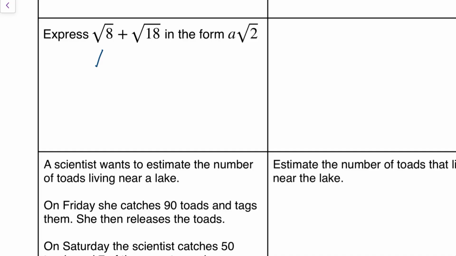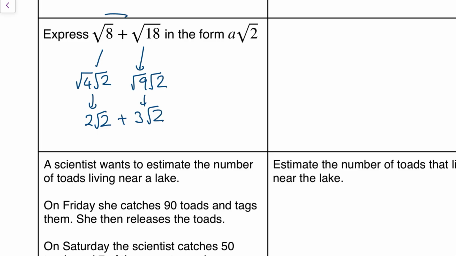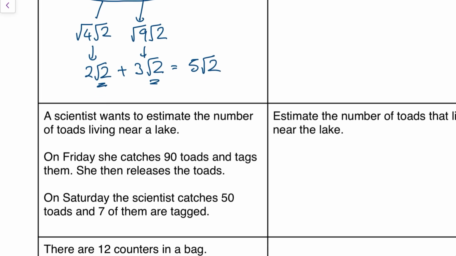Okay. I'm not going to go into how to do surds here a lot, but really quickly, this is the same as root 4 times root 2, which is the same as, therefore, 2 root 2, because the square root of 4 is 2. This is the same as root 9 times root 2, which is the same as 3 root 2. The whole point of adding surds is you can only add them if the surd is the same, and they are both root 2, so I can add them together, which is going to give me 5 root 2, and that was much easier than the one I've just done. Next question.